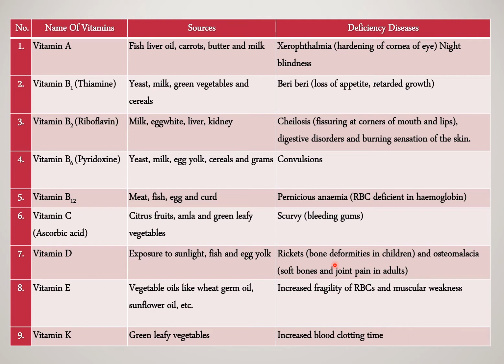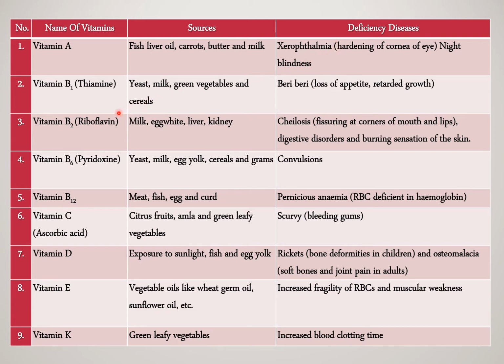Let us now look into the different vitamins and the deficiency or the lack of vitamin which will cause certain diseases in us. So if you are talking about vitamin A, where do you get it from? Fish liver oil, carrots, milk, butter, etc. And the deficiency of vitamin A would cause night blindness. Okay, this is xerophthalmia, which is hardening of the eye. Night blindness is caused by it.